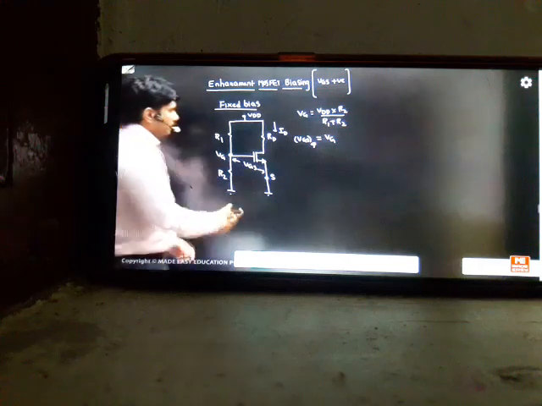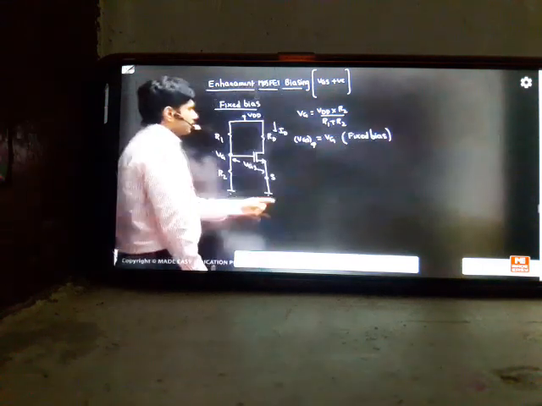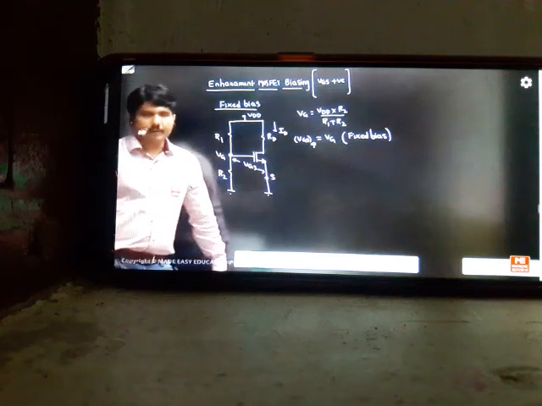Because the source voltage is not there, we call this fixed bias. Fixed bias is nothing but a point on the x-axis. We just fixed a point there. VG is my fixed point. So this is called the fixed bias technique.